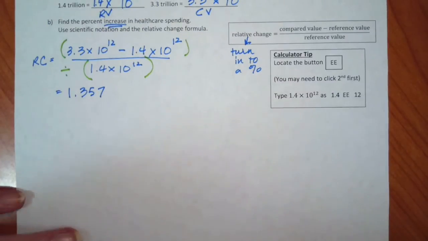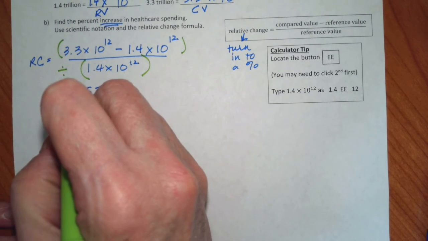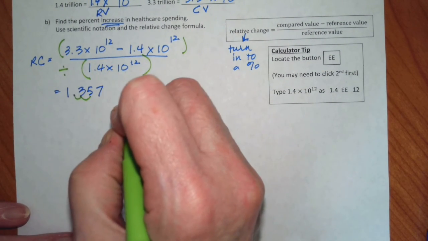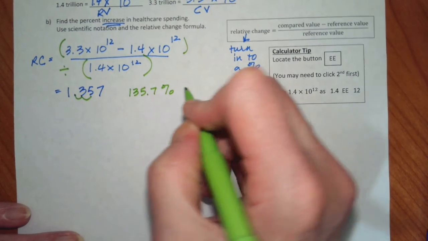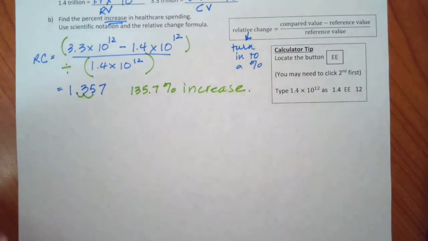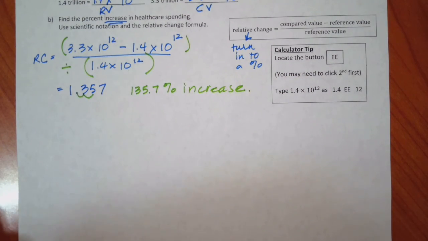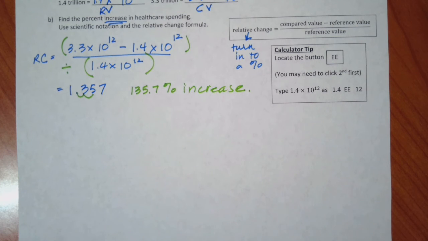Okay, so now that I've done that, I have to turn this into a percent, which means I move this decimal 2 places to the right, so this becomes 135.7% increase. Okay, that's it for scientific notation. We will continue on with energy in our next one.